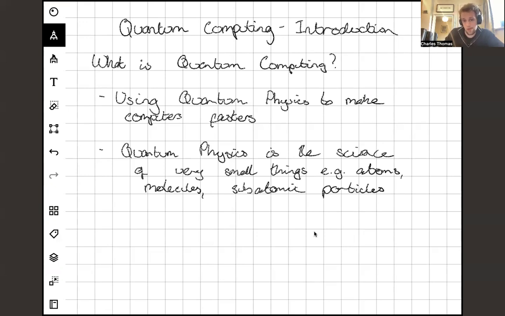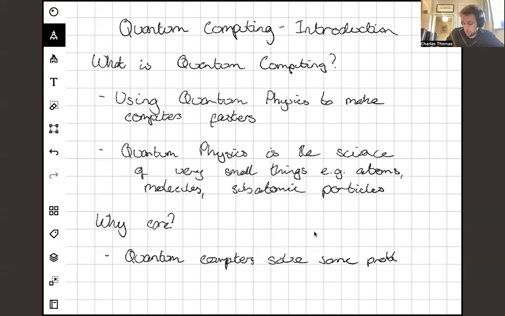And why should you care? Well, the answer is we think that quantum computers can solve some problems much more efficiently than classical computers.